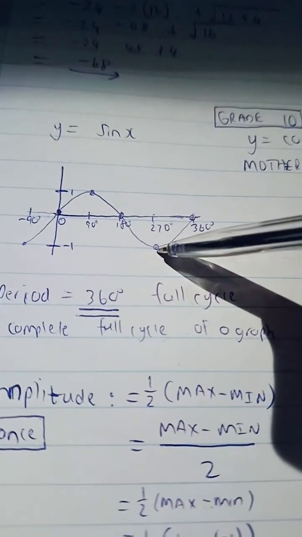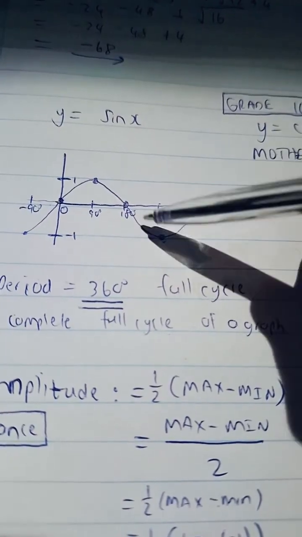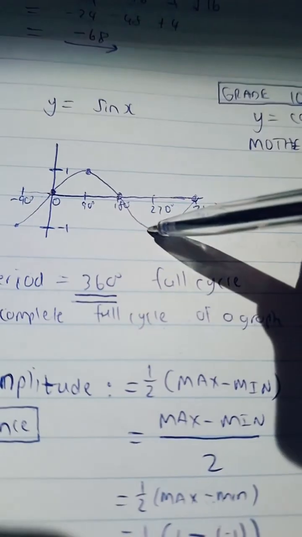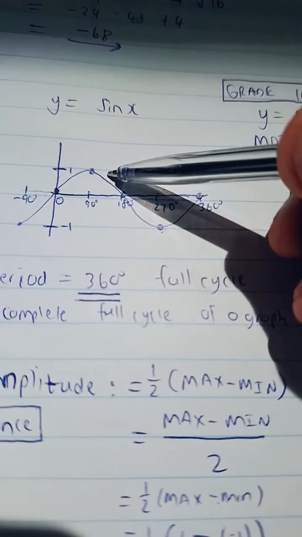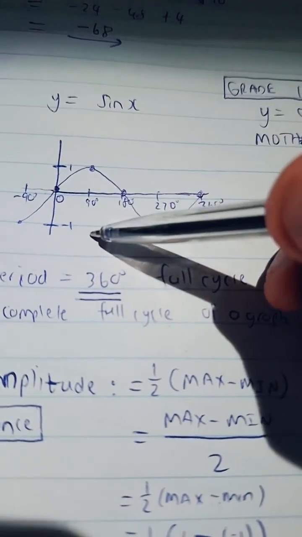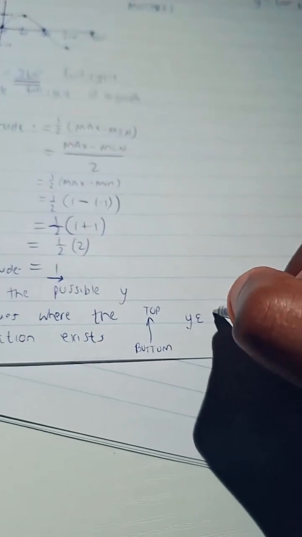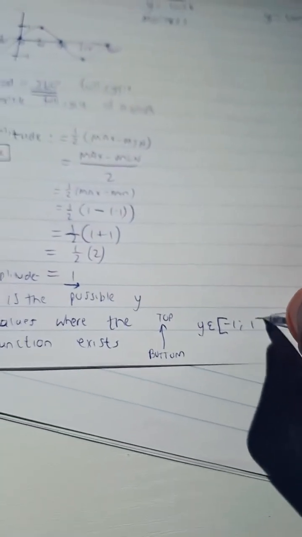And in that low value, it exists. In between, it exists as well, because we can see the sketch of the graph in between negative 1 and positive 1. But where are we starting? We are starting at negative 1 all the way to positive 1. So when we write down the range of the mother graph, we simply say the following. We say y is an element, and then we use square brackets. We say from negative 1 to 1, and we close the square brackets.